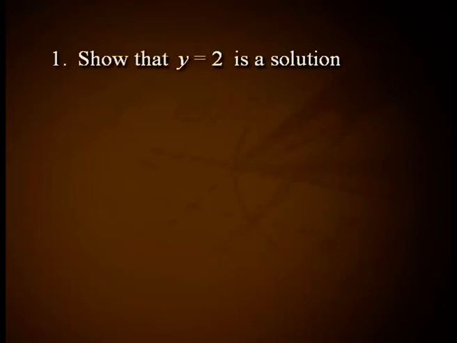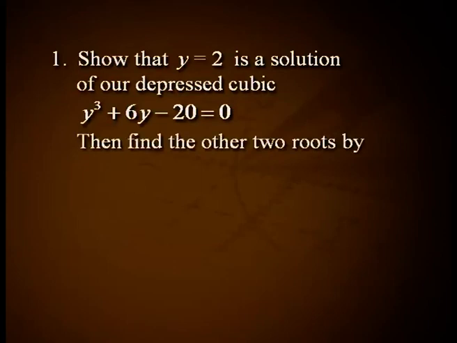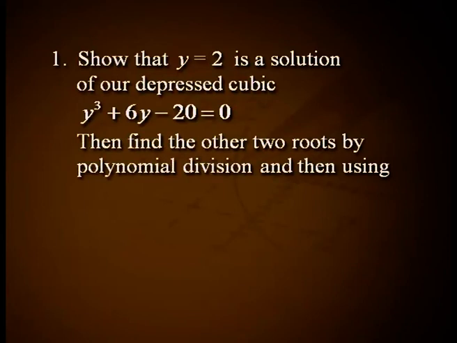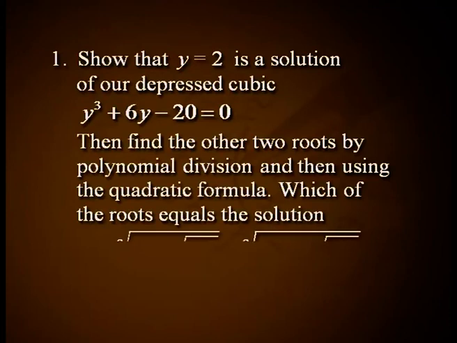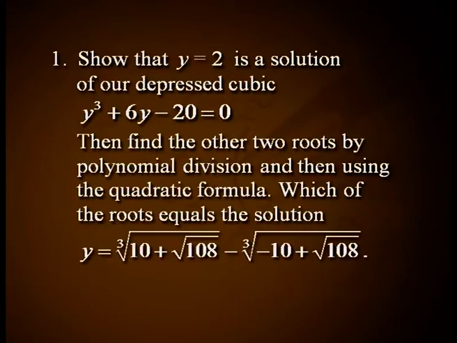1. Show that y equal to 2 is a solution of our depressed cubic y³ + 6y − 20 = 0. Then find the other 2 roots by polynomial division and then using the quadratic formula. Which of the roots equals the solution y equal to cube root of (10 + root 108) minus cube root of (−10 + root 108) obtained in example 1?